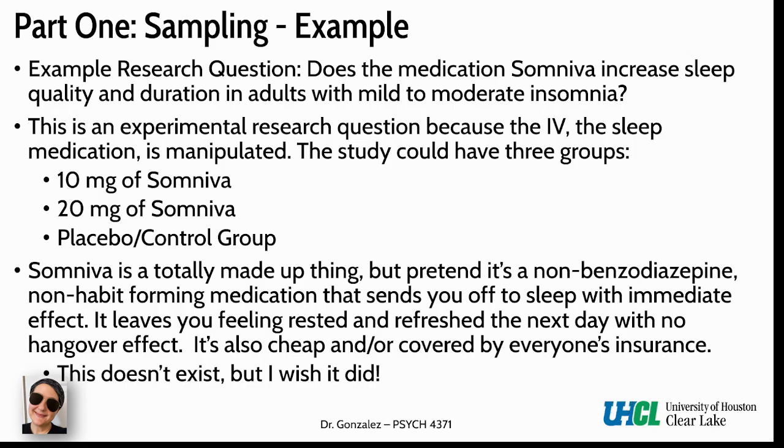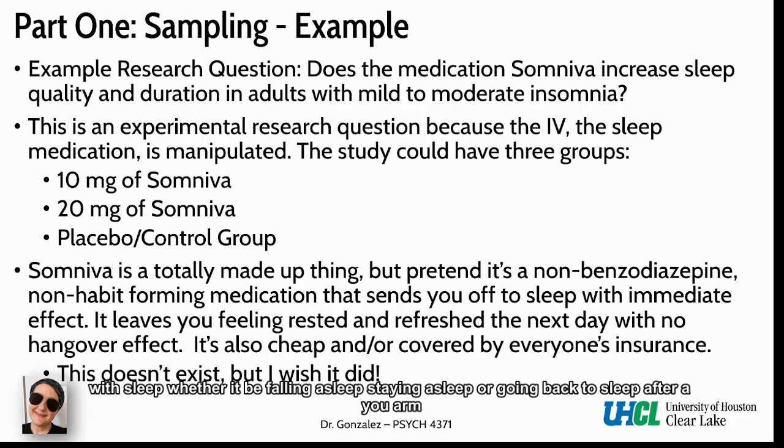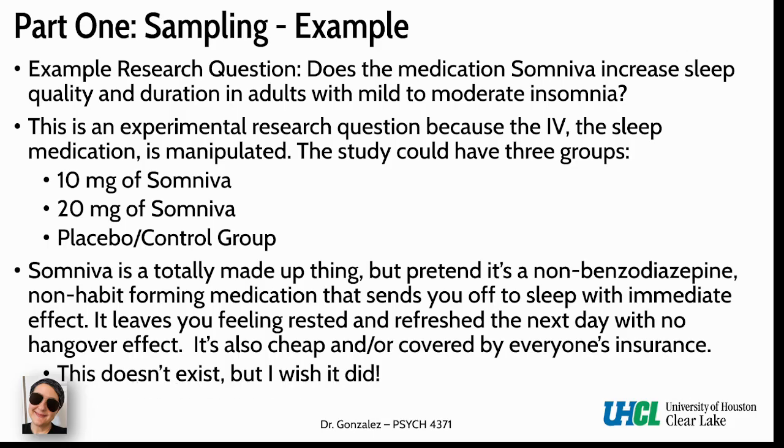It's difficulty with sleep, whether it be falling asleep, staying asleep, or going back to sleep after you wake up. And it also has to do with quality. So insomnia is generally related to poorer sleep quality. So I've got this fictitious medication, Somniva, and I want to see if it helps increase sleep quality and the duration in this group of adults. So it's clearly experimental because I have a manipulated independent variable.